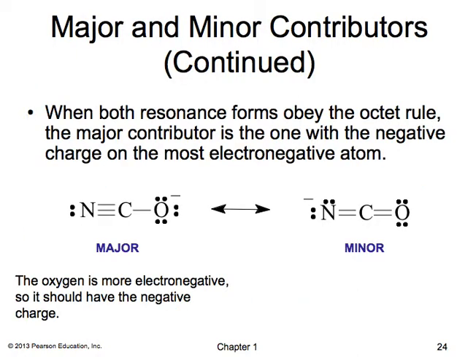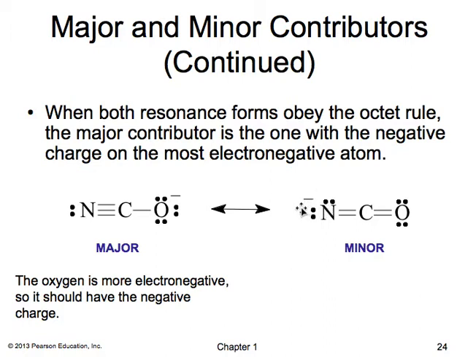When both the resonance forms obey the octet rule, the major contributor is the one with the negative charge on the most electronegative atom. So shown here is nitrogen, carbon, oxygen. Here you have charge separation in which you have a negative charge residing on the oxygen. Now what's happening here is the electrons from the oxygen are going to the carbon, and then this kicks off and puts the electrons on the nitrogen. Remember, carbon can have no more than 4 bonds. So then this leads to this other resonance form, which now has the negative charge residing on the nitrogen.